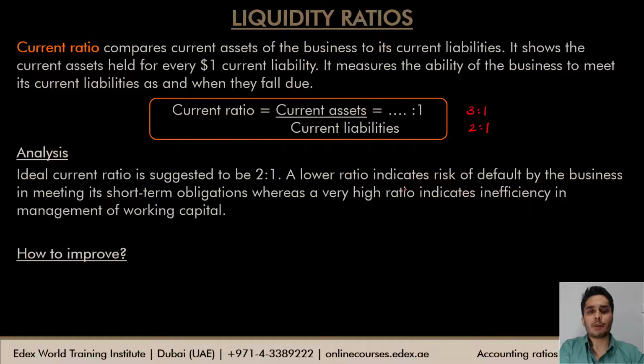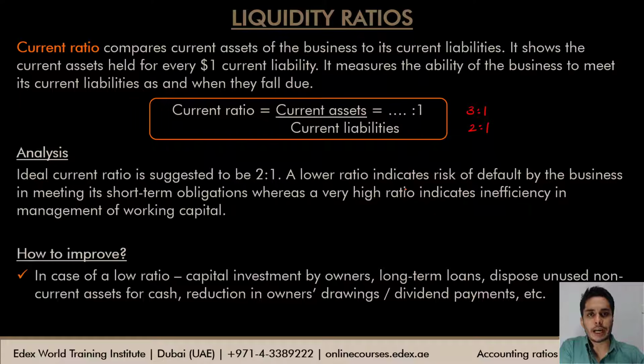What steps can be taken to improve the current ratio? Let's say we have a lower ratio than the ideal ratio or the industry standards. We can increase the numerator, the current assets, to improve the current ratio. This can be done by, let's say, the owner investing more funds in the business. That way we will have more current assets in the form of cash or bank in the business. We could take long-term loans so that we at least increase our cash balances now. Unused non-current assets can be disposed of. The owner can withdraw lower amounts for personal use. All these will make sure that higher working capital is available in the business to pay off the current liabilities.